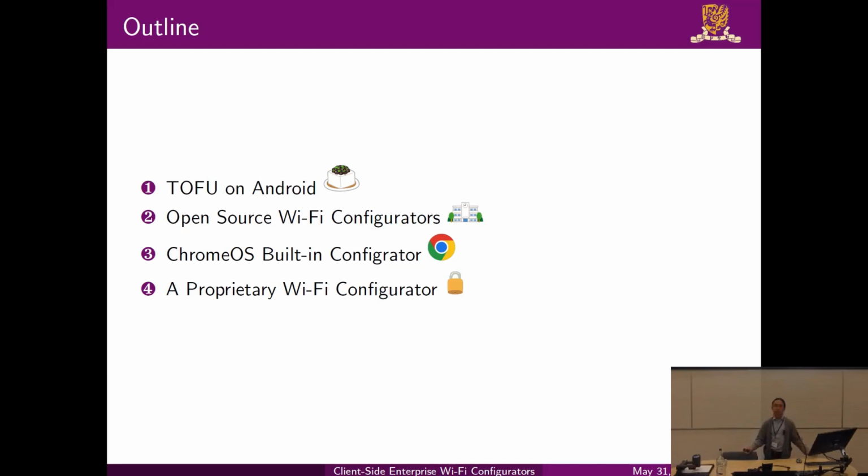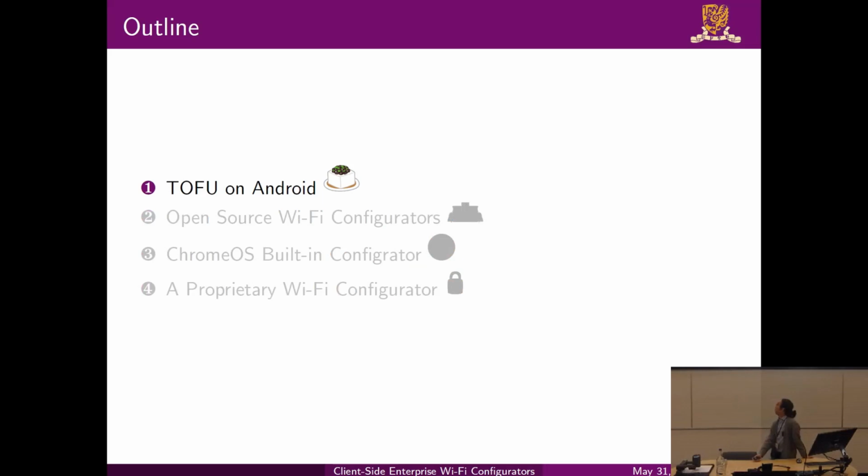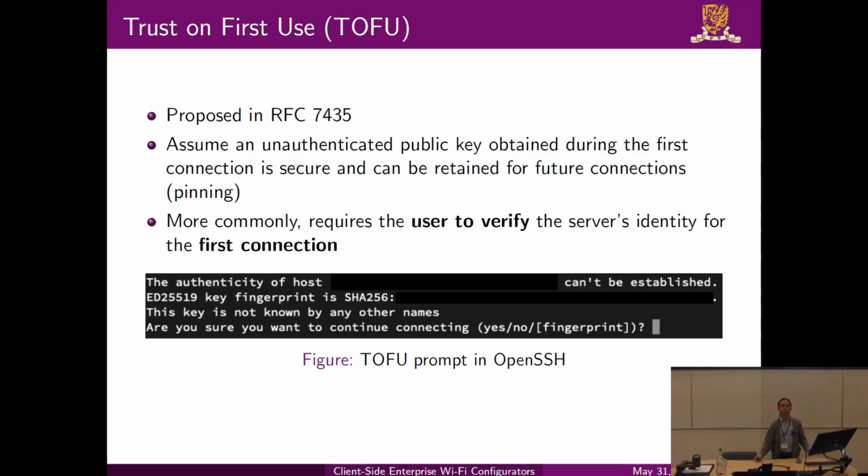There are 4 types of configurators that we consider in this study. First, there is what's called a TOFU feature in Android. TOFU stands for Trust on First Use. It's already quite an old concept, as you can see in OpenSSH. It assumes that for the first connection, the public key that you got is secure and can be remembered for future connections. This remembering is also known as pinning. But more commonly, instead of just blindly trusting the public key, it also requires the user to at least verify the server's identity the first time, after which it can be reused in the future.